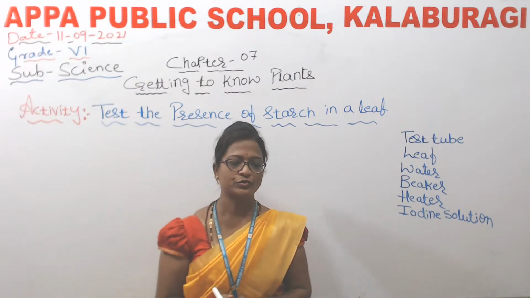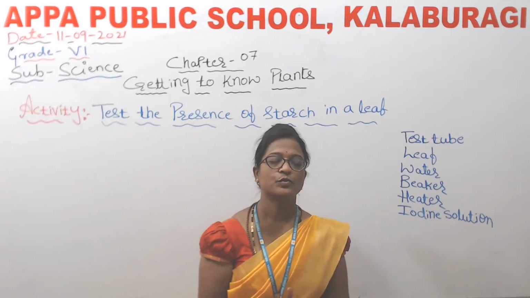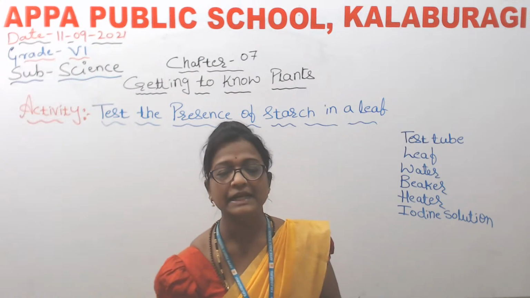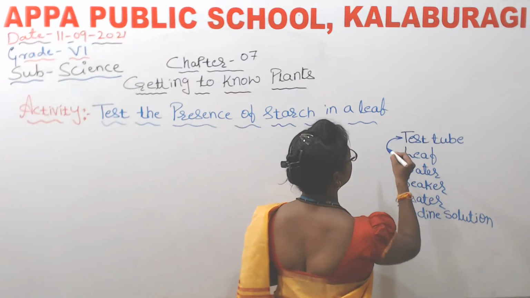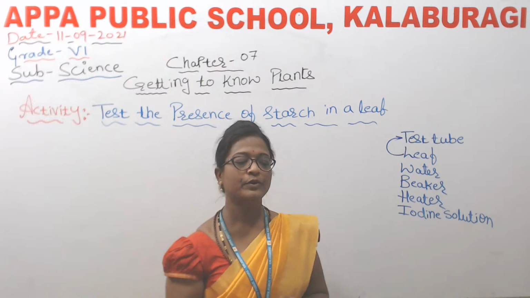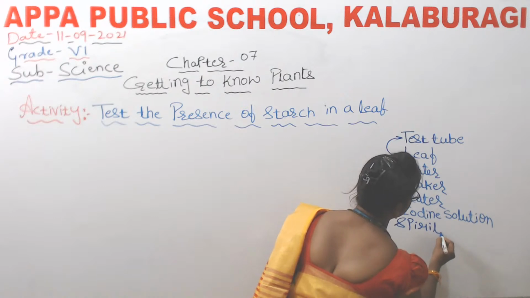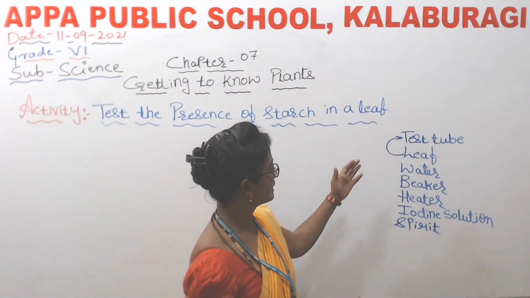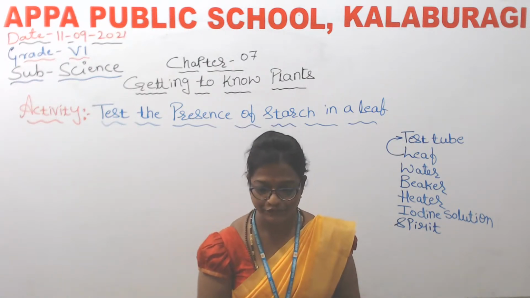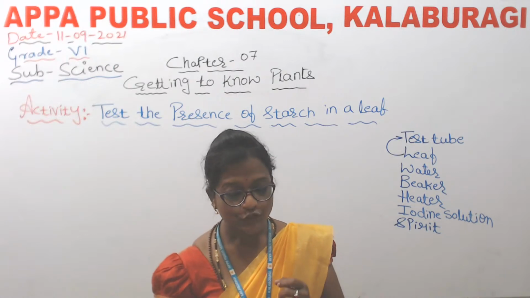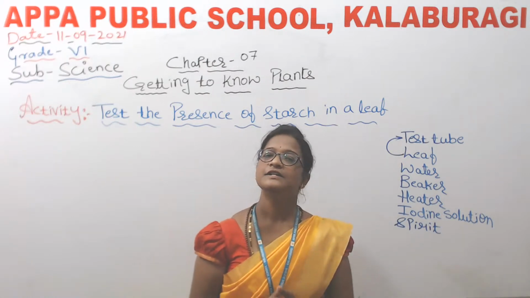Okay. So first what you should do, children, you should take a leaf in a test tube. And pour some spirit. So one more we left, children. We need spirit also. Okay, so these are the requirements which we require. So first thing is take a leaf in a test tube and pour spirit to immerse. The leaf should be completely immersed in the spirit.